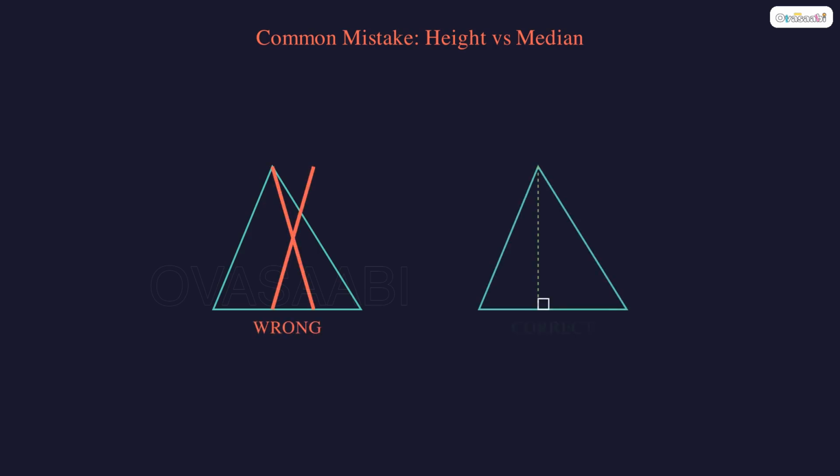Many students get this wrong. They confuse the height with the median. Remember, the height must make a right angle with the opposite side. The median only reaches the midpoint.